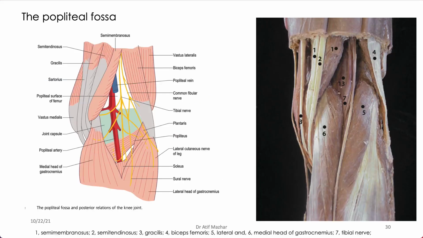And now this is the popliteal fossa. What we can see: distally we have the two heads of the gastrocnemius, and proximally, medially we have semitendinosus and semimembranosus, and laterally what do we have? We have the biceps femoris. So we are looking at the semitendinosus, semimembranosus, and the biceps femoris, and these are the boundaries.